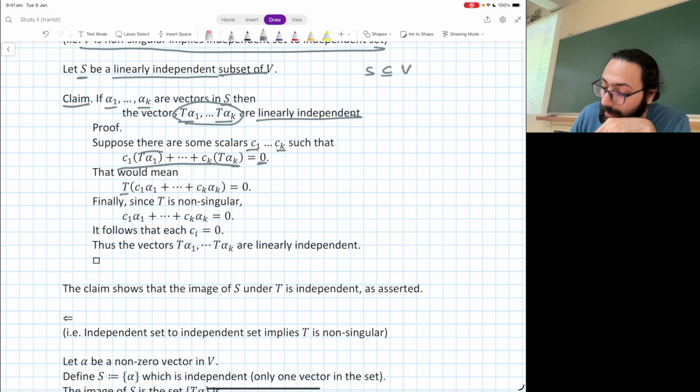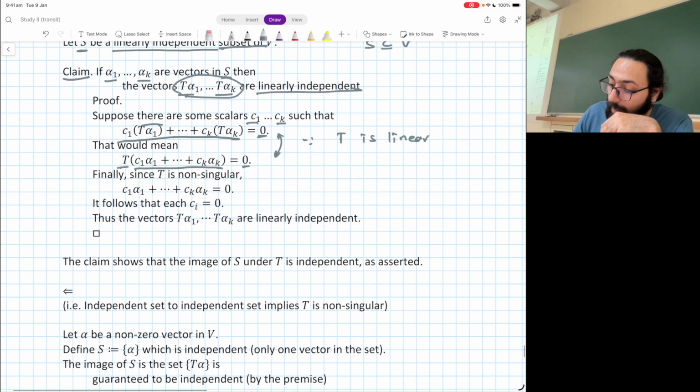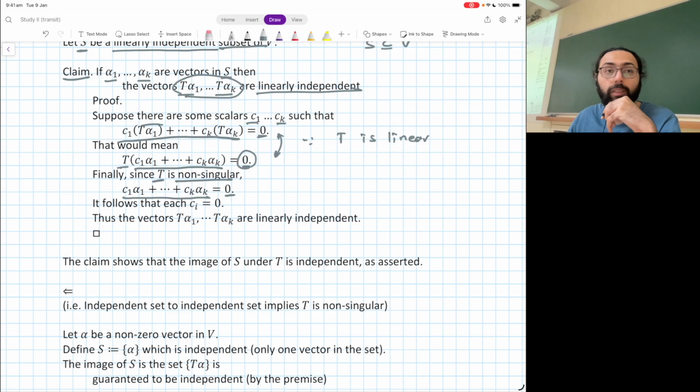So let's apply this. We have T, and we apply this map, and the statements are equivalent because T is linear. Right? So these statements are equivalent, correct? Now, finally, since T is itself non-singular, what does that mean? It means that the only way something would map to 0 is if this vector itself was 0.